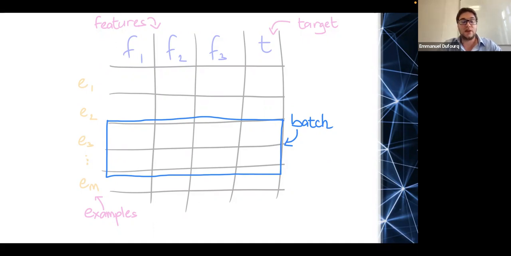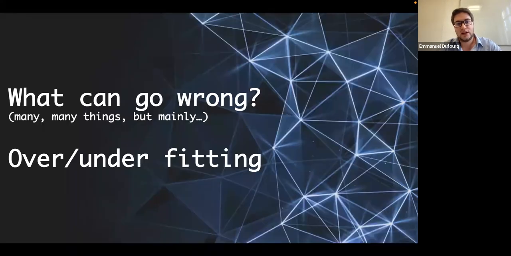The number of elements in your batch size is a hyperparameter, so the user specifies the value. And the number of epochs, in other words, the full iterations through all of the batches, is also a hyperparameter. Actually, you'll soon realize that there are a lot of hyperparameters with neural networks. So let's talk about some of the things that can go wrong. Two of the main things that can go wrong are overfitting and underfitting the machine learning model.